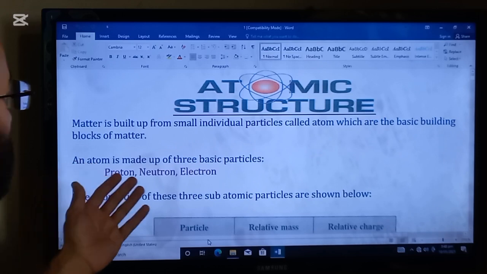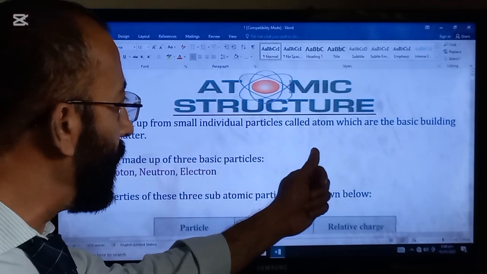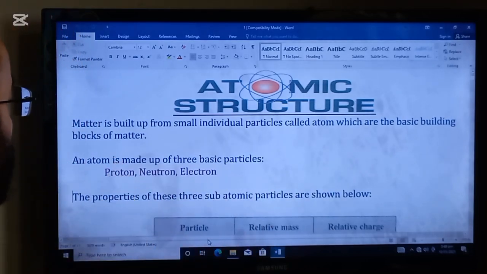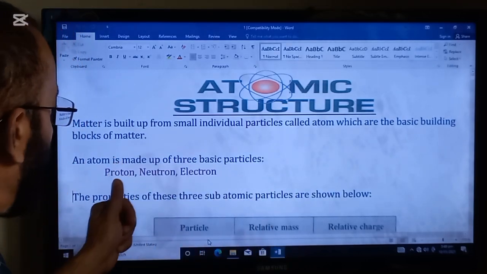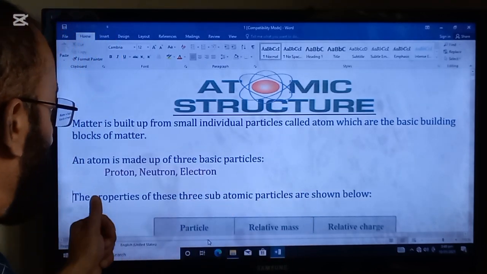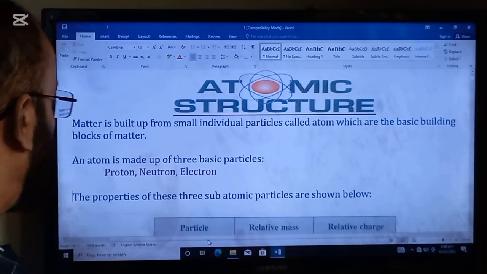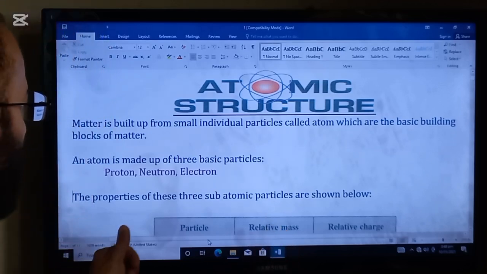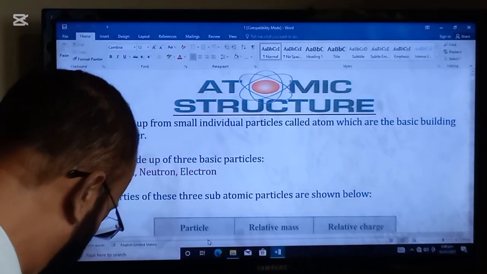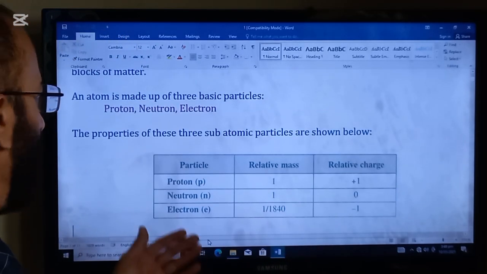Matter is built up from small individual particles called atoms, which are the basic building blocks of matter. An atom is made up of three basic particles: protons, neutrons, and electrons. The properties of these three subatomic particles are shown below. And here are the properties.